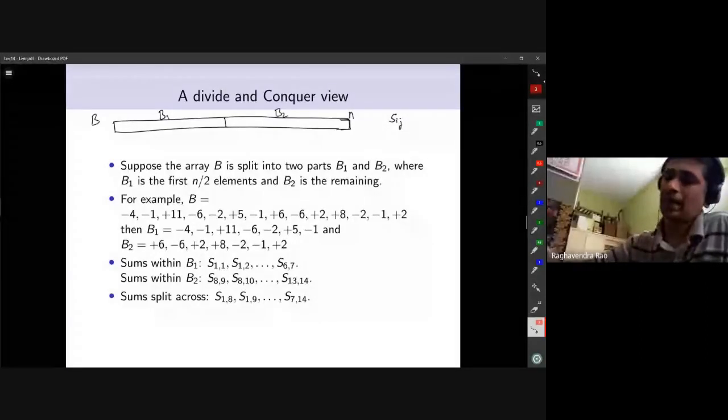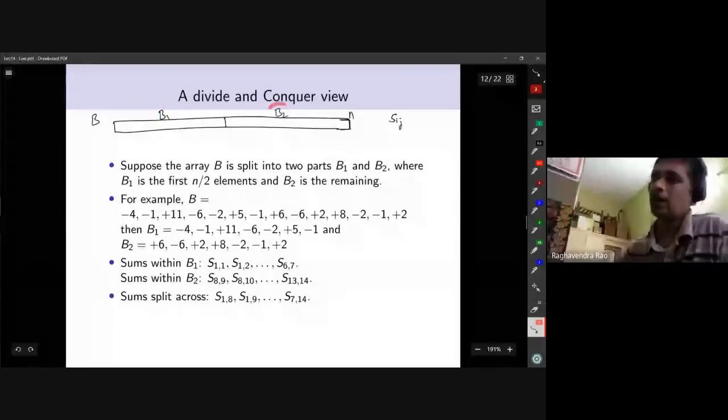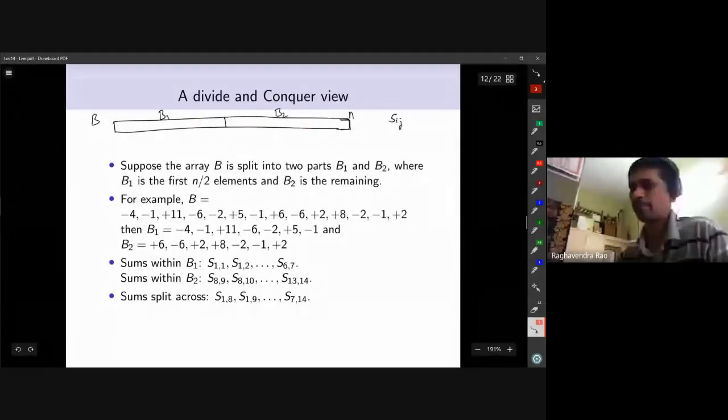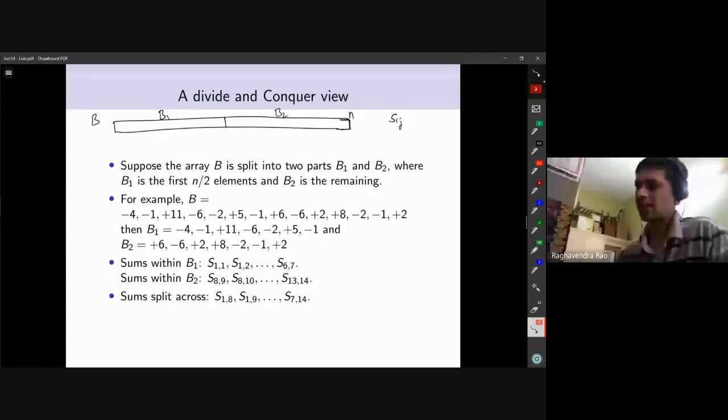So I have 2 arrays in hand, right? I recursively compute all Sijs, in fact the maximum among all Sijs which is within B1. Similarly, all Sijs which is within B2 with the 2 recursive calls. Does that make sense? I'll write it precisely later, but I'm only describing it intuitively right now.